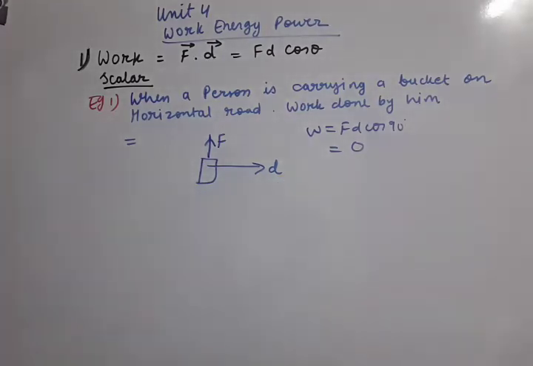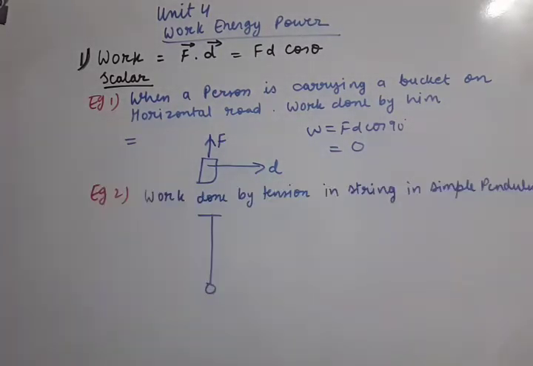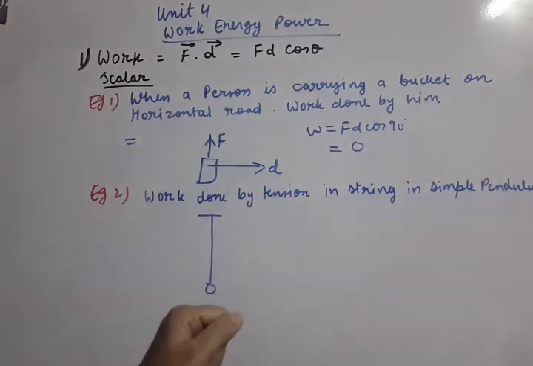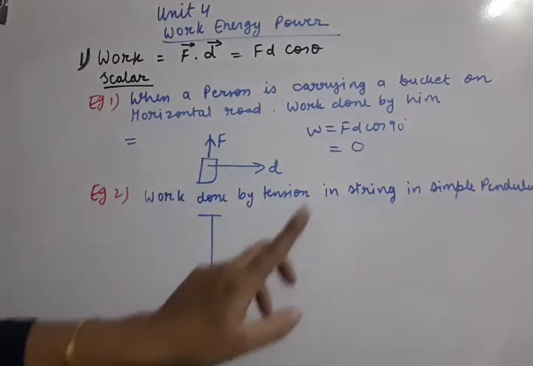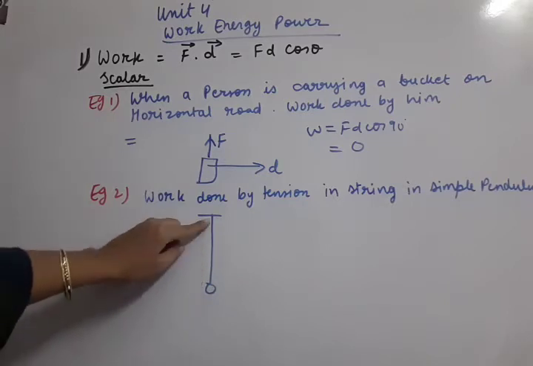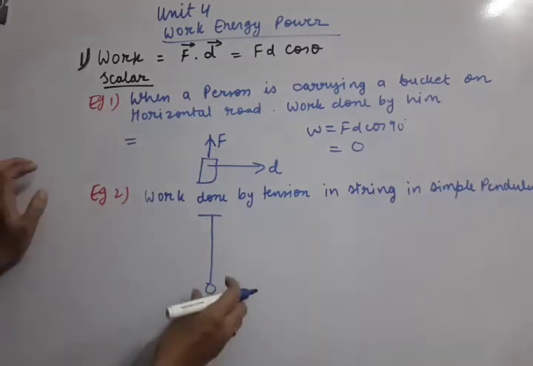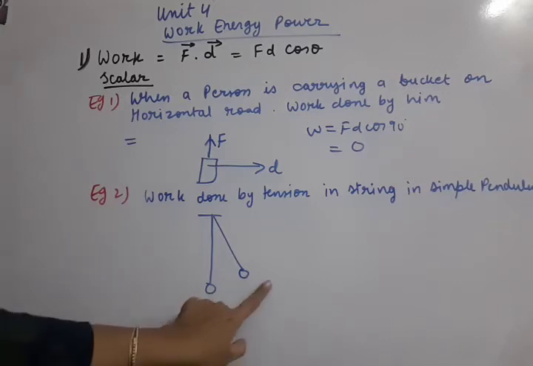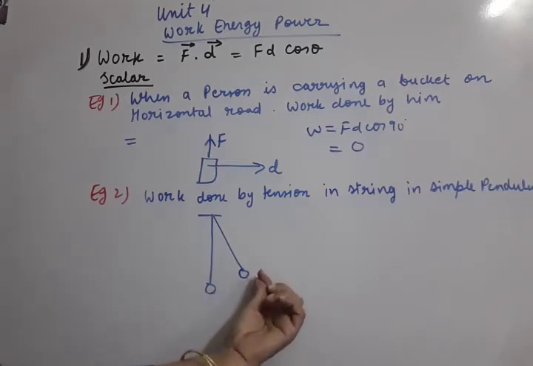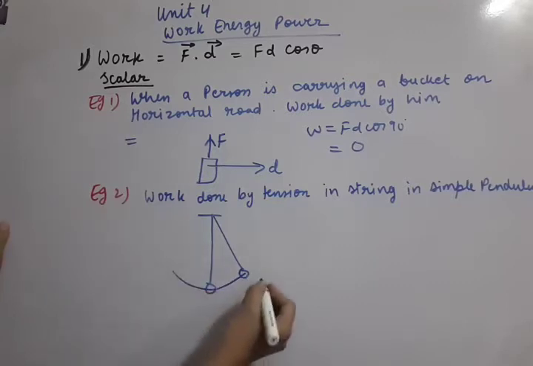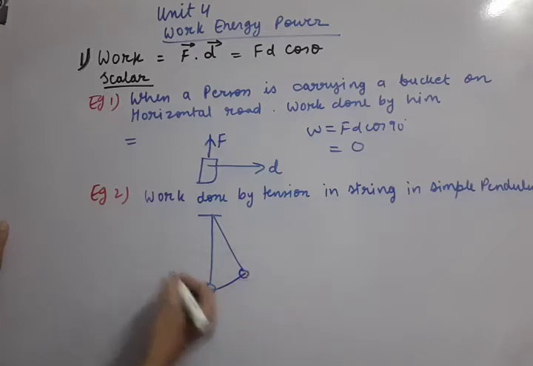Okay, let us take the second example. Now we will take the example of a simple pendulum. What is the work asked? Work done by the tension is what we need to solve. A simple pendulum experiment is one in which a heavy iron ball is connected with a light thread. What happens then? Suppose we give a little displacement to this ball this side. After that we release it. The ball moves in this direction and returns back, and this way the oscillations take place.